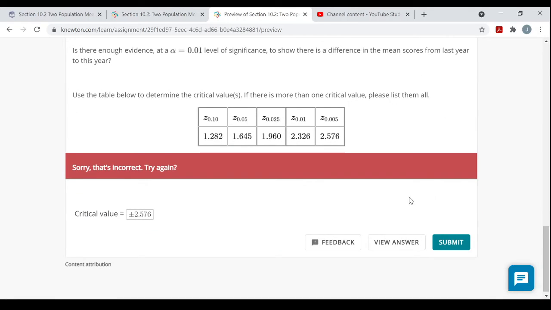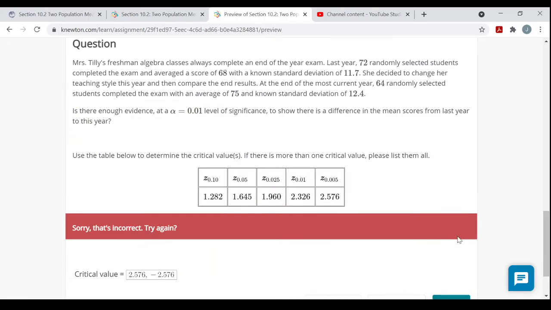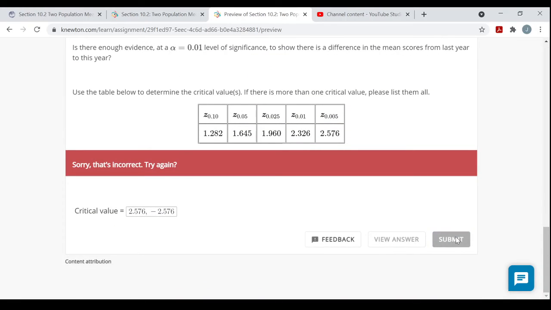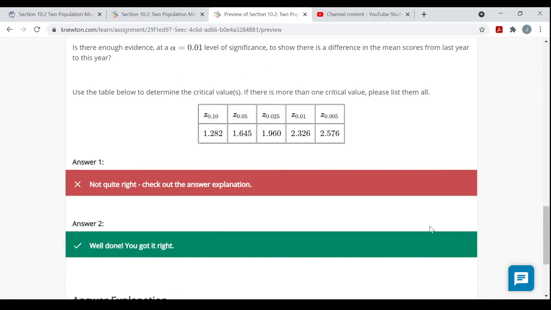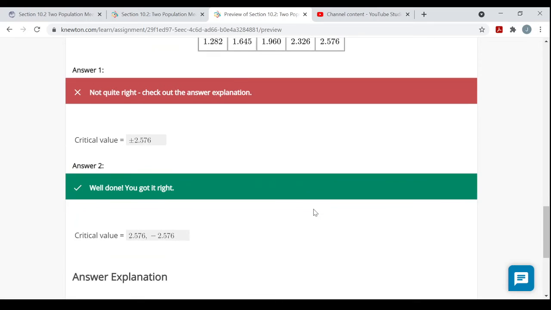So it wants them separately. It says here if there's more than one, please list them all. So here's what I'm going to do. Get rid of the plus or minus, and then put positive 2.576, comma, negative 2.576, and list them separately like that. So it looks like that's how they want it. They didn't mention using the plus or minus symbol, so don't. I guess that's the lesson to take from this.